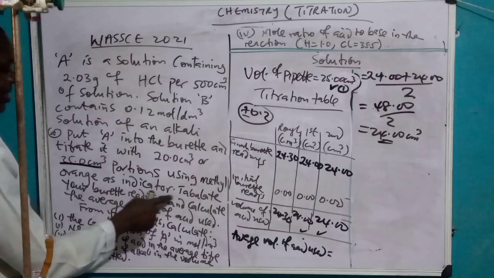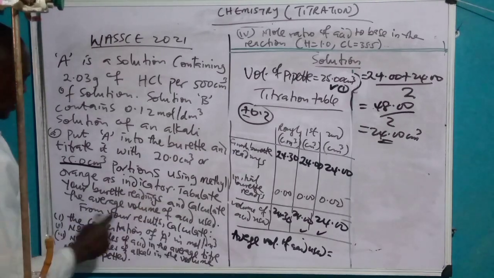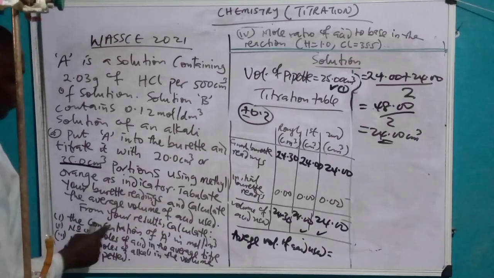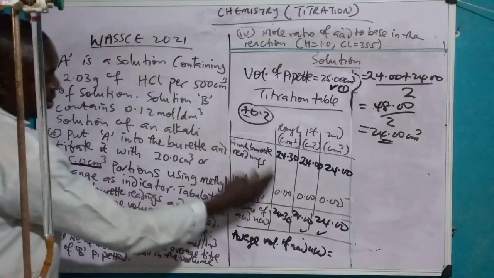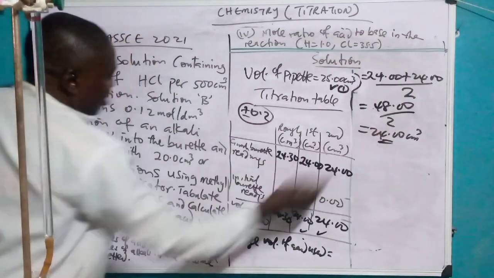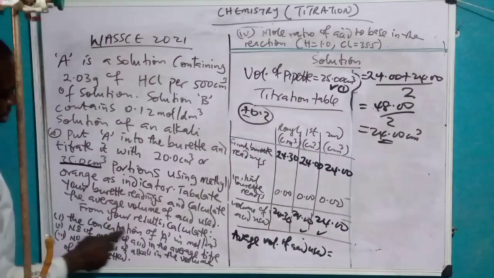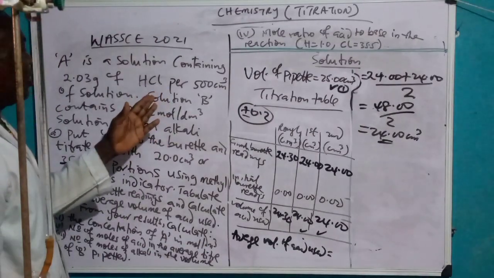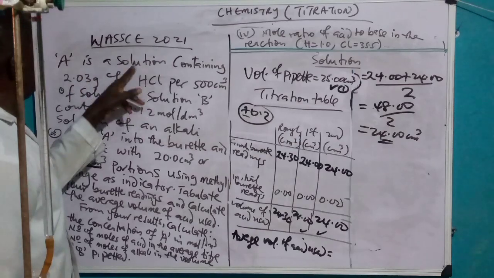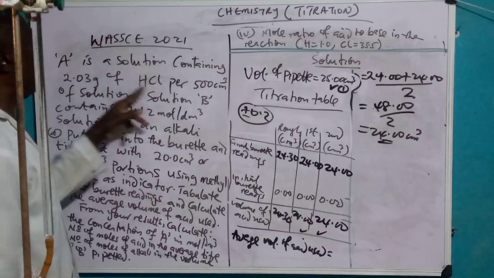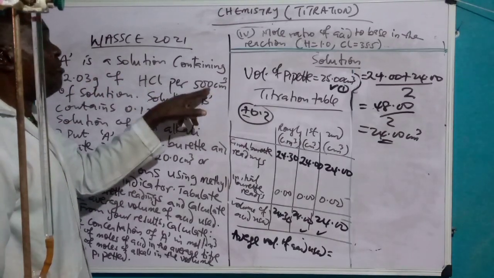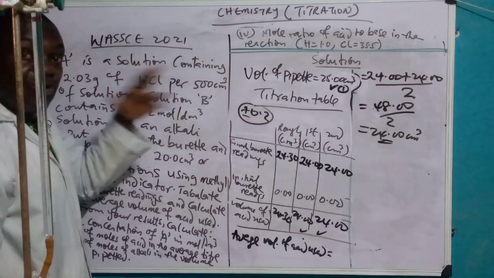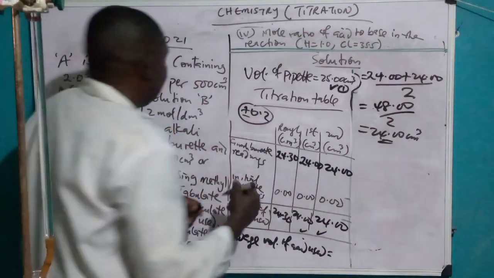Portions using methyl orange as indicator. Tabulate your burette reading and calculate the average volume of acid used. From your results, you have already tabulated it and have the average volume of acid used. Calculate the concentration of A in mole per dm³. Solution A contains 2.03 gram of HCl per 500 cm³. Convert this to dm³. Use this directly, they will mark everything wrong.